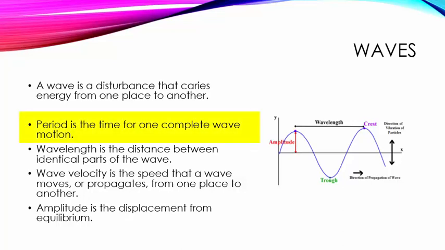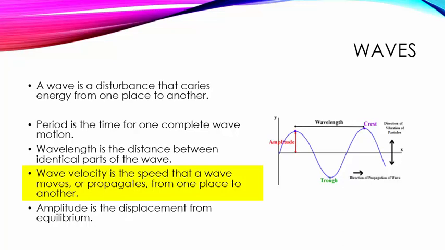And period is just like it was in circular motion and simple harmonic motion. It's the amount of time for one cycle, and in this case a cycle is one complete wave motion. Wavelength is a distance, and it's the distance between two parts of the wave that are identical. So it could be two crests, or two troughs, or two parts where it crosses the equilibrium. Be careful with that one, because it'll cross twice in one wavelength.